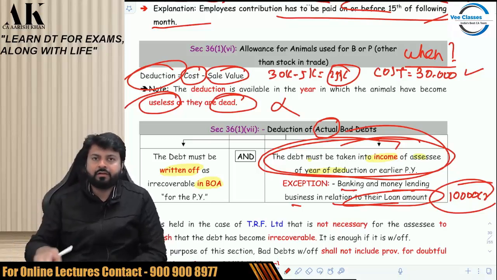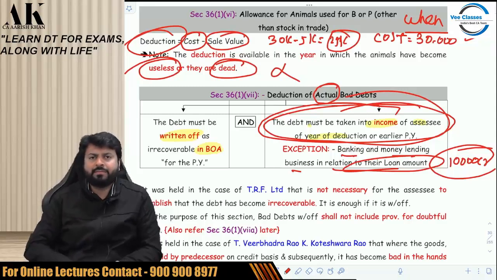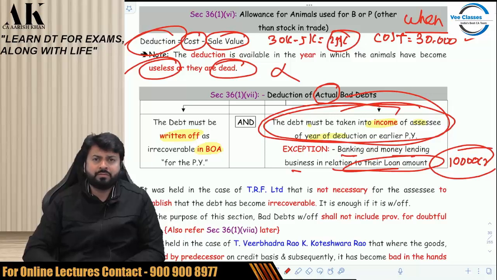Now, the next point. Am I supposed to prove to the government that my debt has become bad? Am I supposed to tell the government that I have taken all the necessary steps, still I am not able to recover the money? Am I supposed to do all those things? The Supreme Court of India in the case of TRF Limited has held that you are not supposed to establish all these things. All these things are absolutely not necessary to claim bad debts.